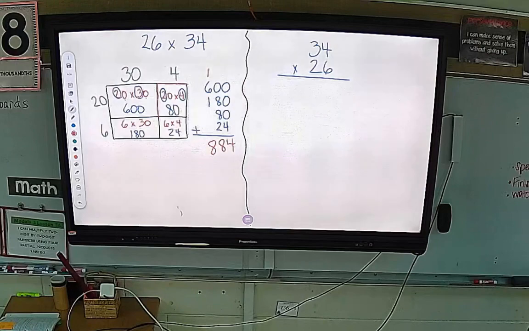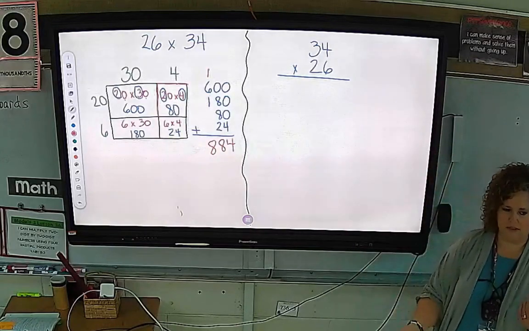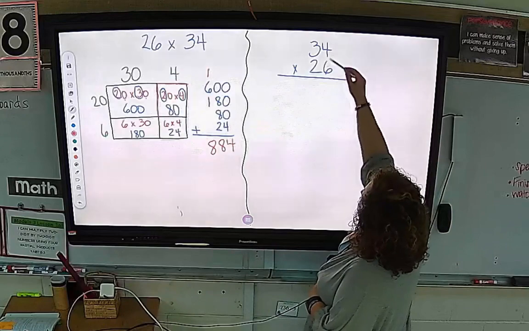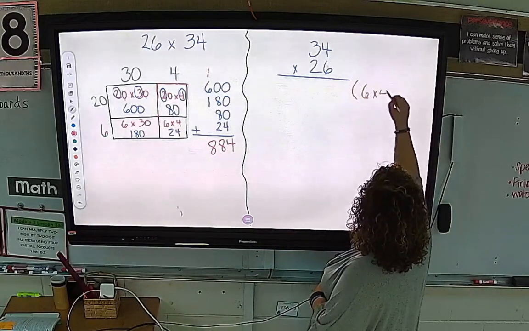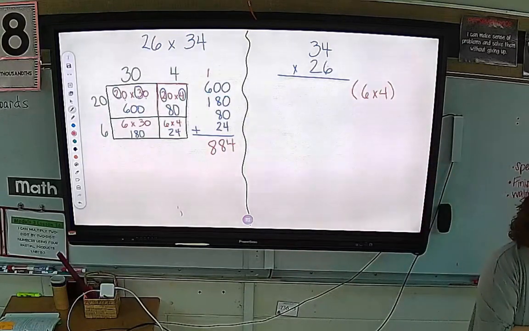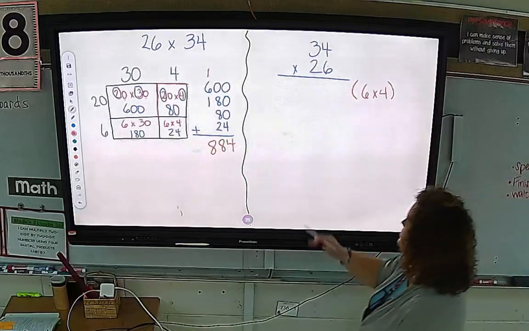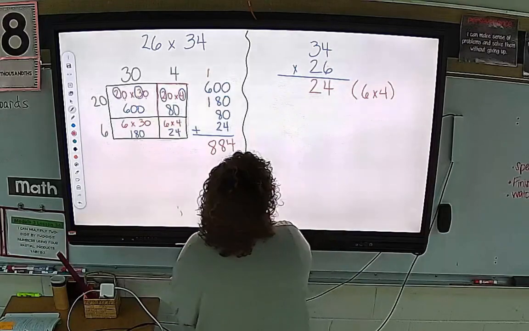Okay, let's go to the other side and see how this works. We did partial product one other time before, so it is similar. We're going to start in this bottom corner, and the 6 goes to the 4. Let's put out beside that 6 times 4. Make sure you're writing that down. What is 6 times 4? 24. Line it up with your numbers.